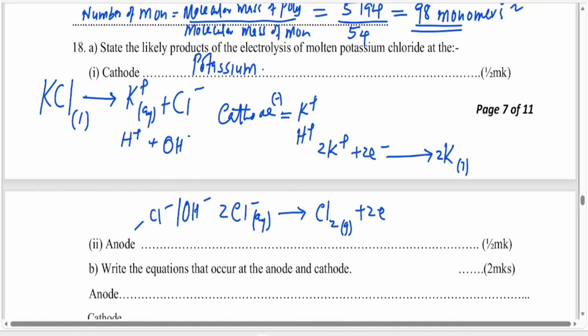So the product that could have been formed at the anode is supposed to be chlorine. So we have a mark for potassium and a mark for chlorine.